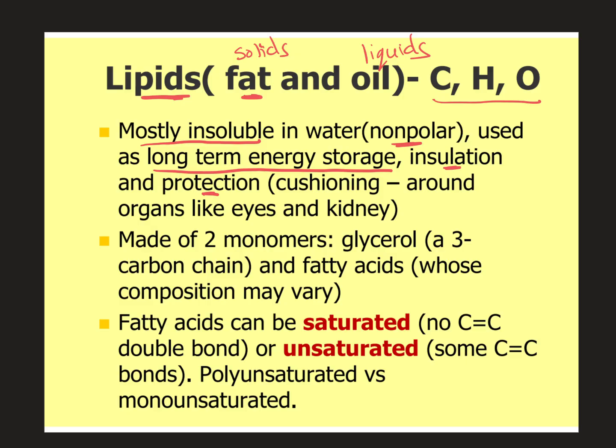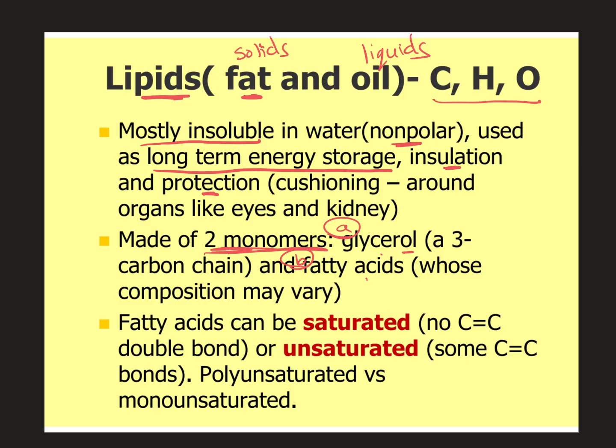Now, unlike the carbohydrates that had 3 monomers, remember glucose, galactose, and fructose, these are made up of 2 monomers. One of the monomers is glycerol. It's a 3-carbon chain, and the -ol, for those of you who know your organic chemistry, is from the alcohol family. And then the other is a variety of fatty acids. It's the fatty acids that can be different. That's what gives you your different lipids, the type and size of the fatty acid. The glycerol is pretty much standard there.